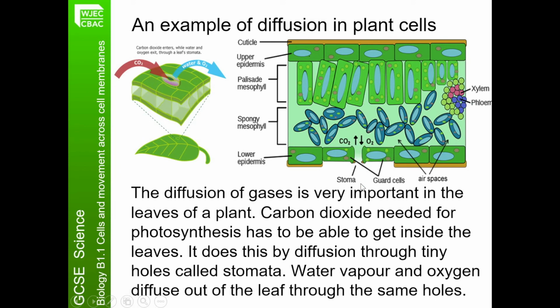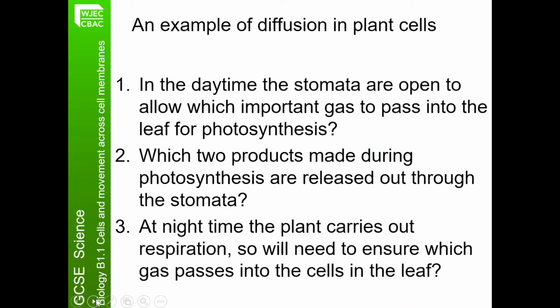And this is really important for animals because plants provide us with the oxygen we need for respiration, and we provide them with the carbon dioxide they need for photosynthesis. So a couple of questions here. In the daytime, the stomata are open to allow which important gas to pass into the leaf for photosynthesis? That would be carbon dioxide. The two products made during photosynthesis that are released out through the stomata, it should actually only be one product, it's oxygen. But we also have water vapour. It's not made from photosynthesis, but it travels up through the plant. Water vapour will also leave out through the stomata.